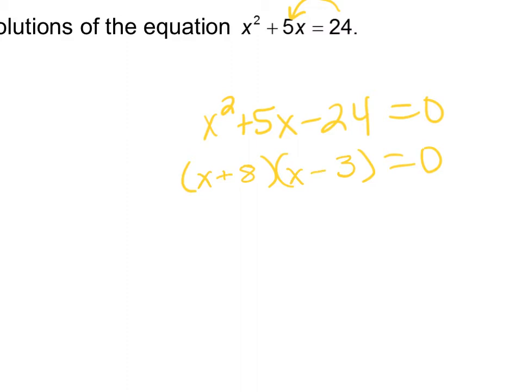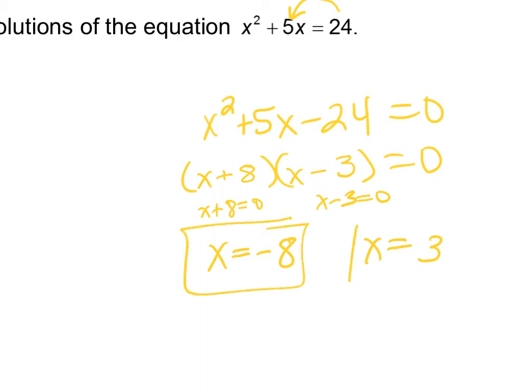Positive 8, negative 3. So when I solve x plus 8 equals 0 and x minus 3 equals 0, I have solutions at x equals negative 8 and x equals 3. Two solutions. That means it's going to cross the x-axis where x is negative 8 and where x is positive 3.